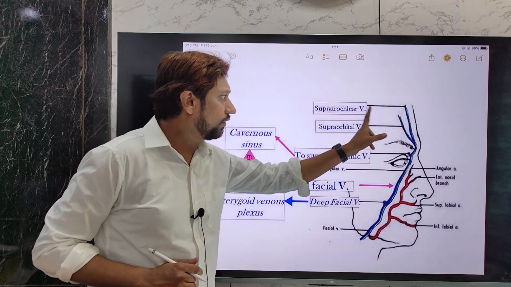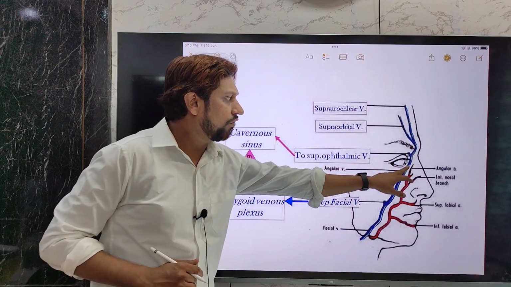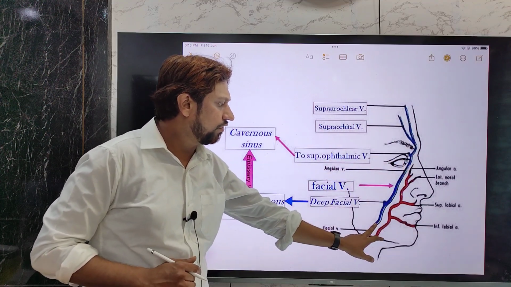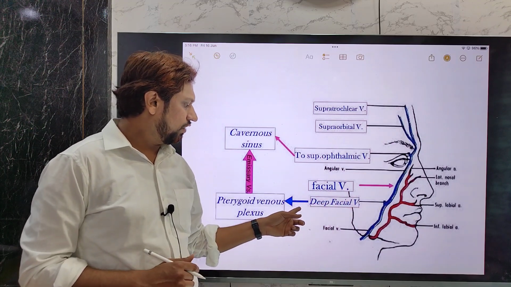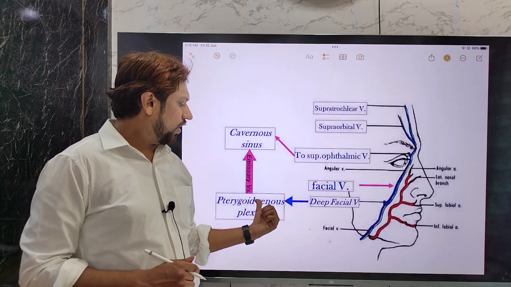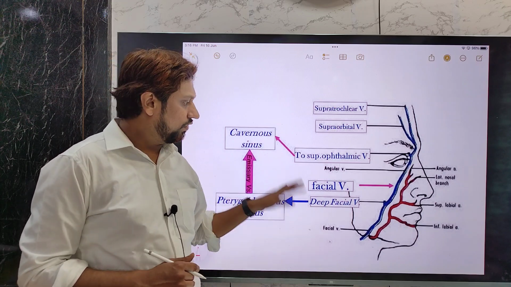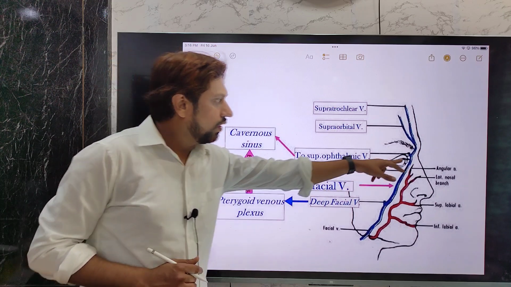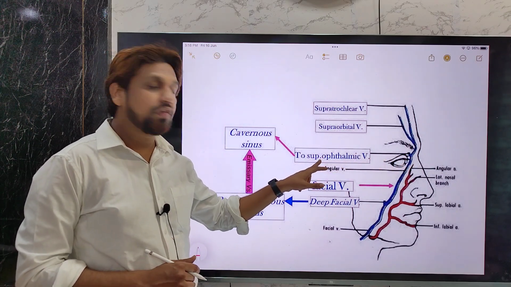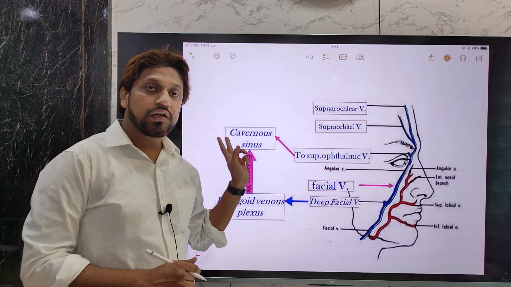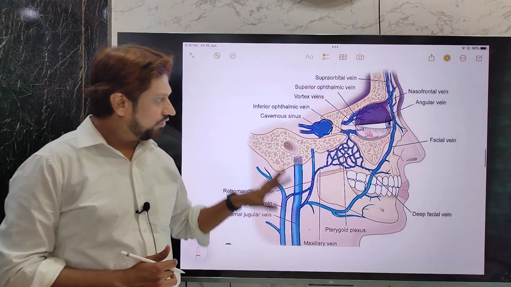The facial vein is formed by the union of the supratrochlear and the supraorbital veins. So they will form the angular vein, which will continue as the facial vein, right? This facial vein will continue as the deep facial vein, which will go to the pterygoid venous plexus. Then via the emissary veins, it will go to the cavernous sinus. This is one route. Another route is from this angular vein. Again, there is a communication via the superior ophthalmic vein, which will in turn drain into the cavernous sinus. Let me describe this further with a different diagram.